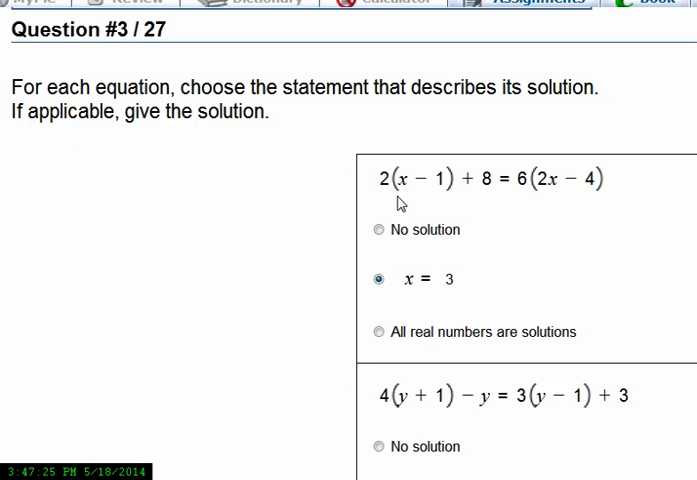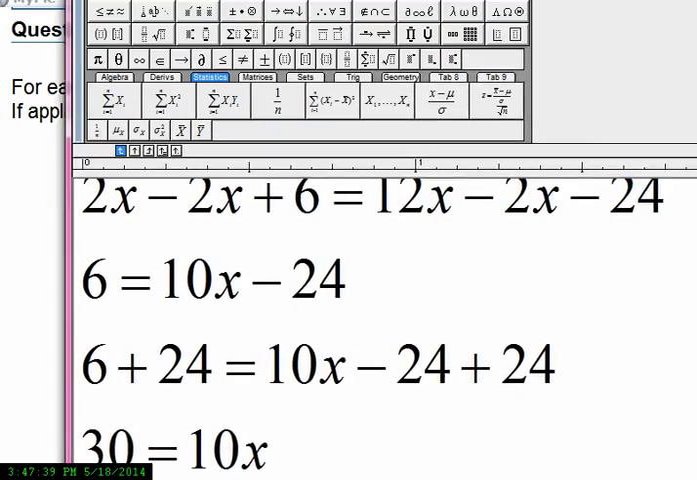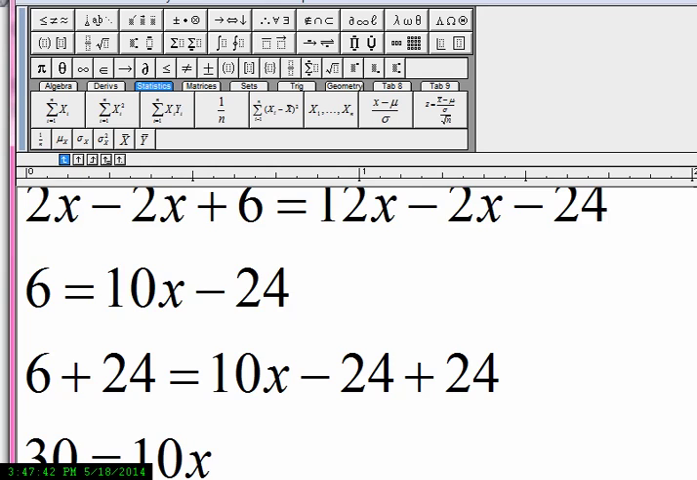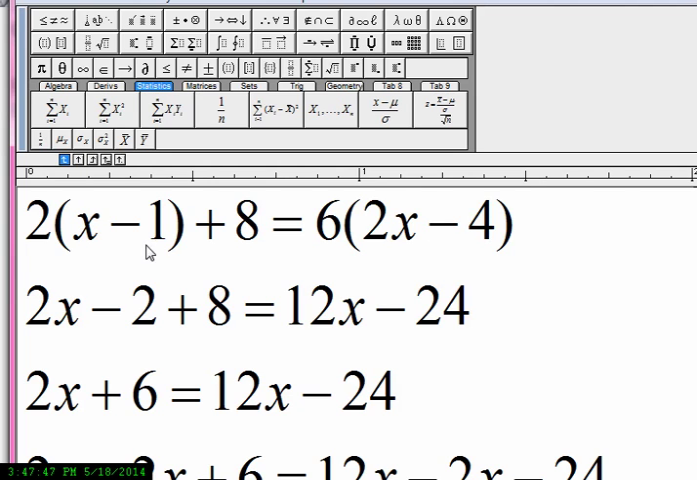So the first thing we want to do is to eliminate the parentheses by distributing, like we did with the very first example. So let's go out to MathType and see what that looks like when we distribute. The original problem was 2 times the quantity x minus 1 plus 8 equal to 6 times 2x minus 4. And so when we distribute, the 2 times x gave us 2x, and 2 times 1 gave us 2, plus 8. And then here when we distribute, the 6 times 2x gave us 12x, and then 6 times 4 is minus 24.